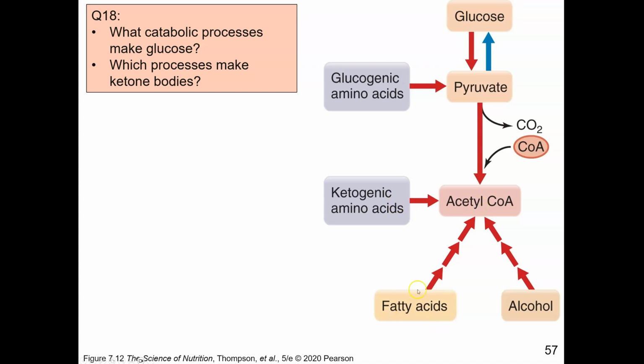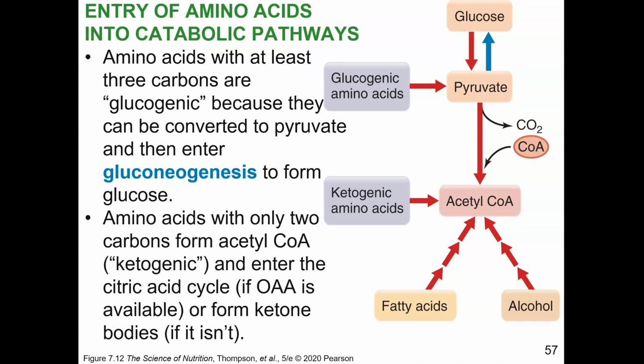And remember, fatty acids will form acetyl-CoA, and alcohol will too. So at this point, if you have acetyl-CoA, the only thing you can do is send it through the citric acid cycle if you have OAA. And if not, you make ketone bodies.